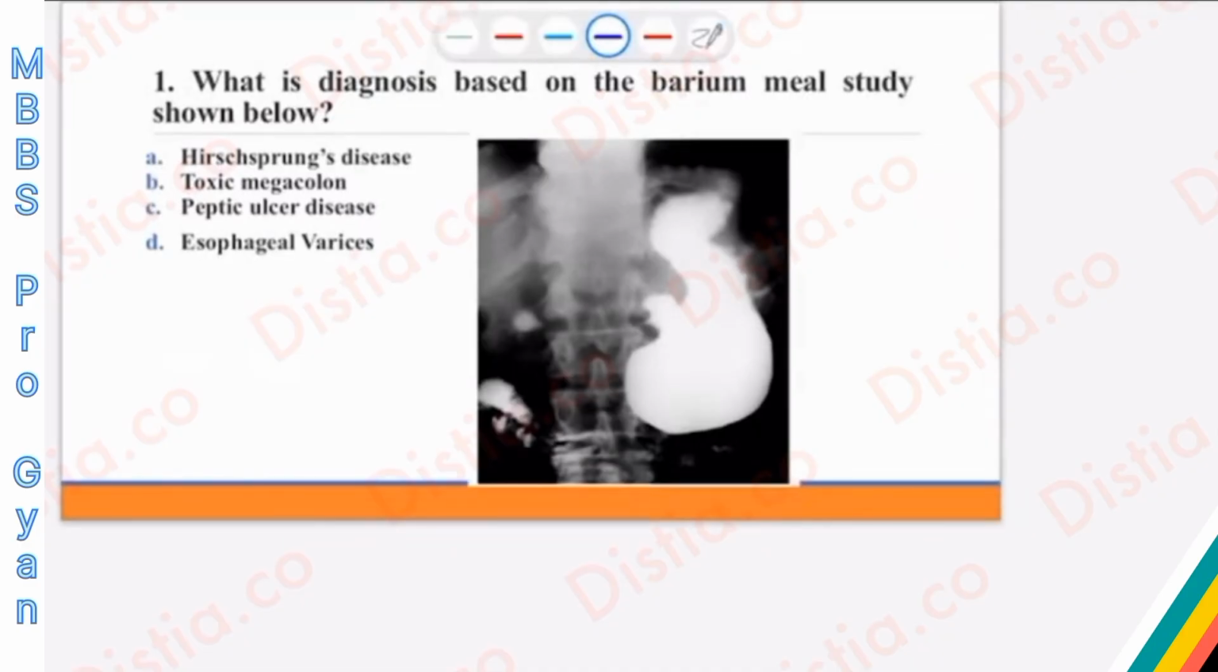Now, one, you can rule out Hirschsprung's disease and toxic megacolon right away because what you can see here is definitely the stomach. And obviously, when it comes to evaluating Hirschsprung's or toxic megacolon, we will have to go in for a barium enema. Once options A and B are ruled out, this is studying the upper GI tract and the curvature of the stomach, the greater and the lesser both can be evaluated.